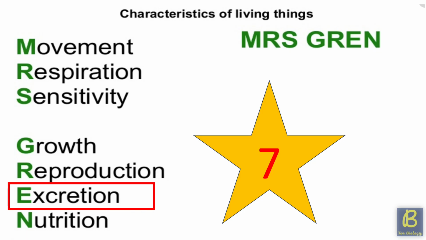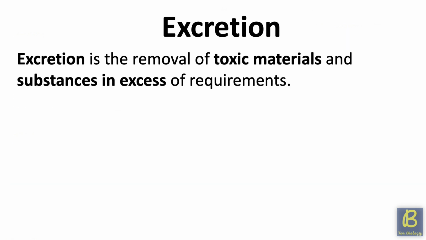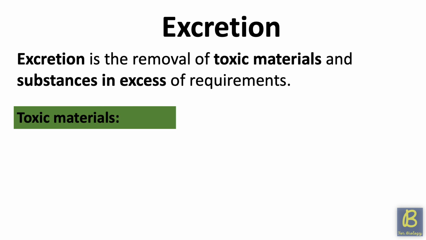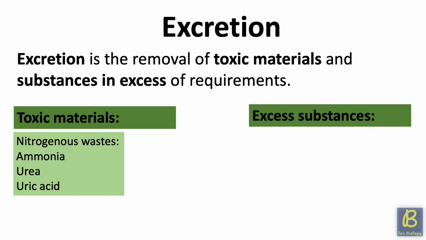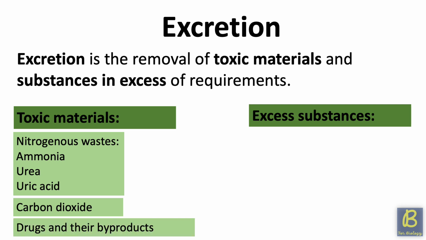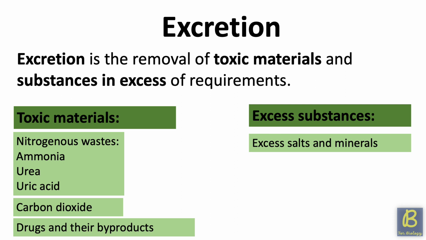Excretion is one of the 7 life processes. It is the removal of toxic materials and substances in excess of what is required by our bodies. Some of the toxic materials are nitrogenous waste such as ammonia, urea, and uric acid, carbon dioxide, drugs and their byproducts. Some of the excess substances are excess salts and minerals and excess water.